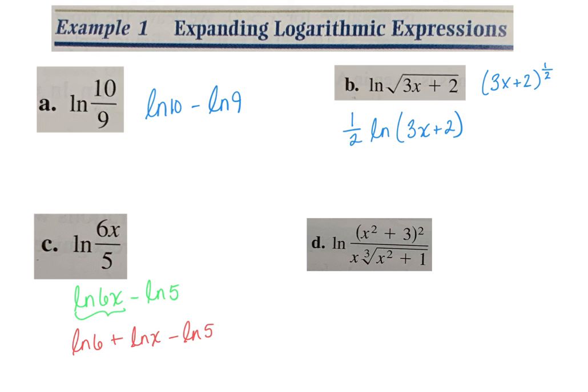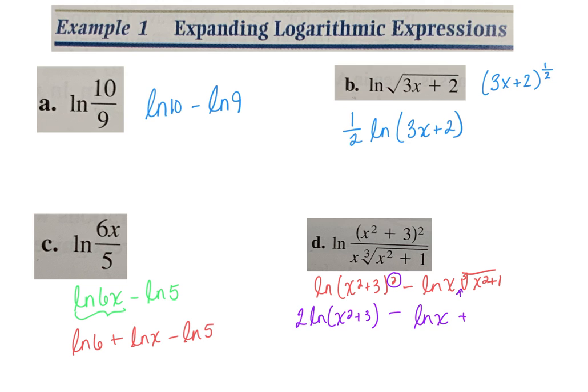I'm going to use my division first. I would say the ln of x squared plus 3 to the second power minus the ln of x cubed root of x squared plus 1. I can expand further. For this first one, I can bring this in front. So 2 ln of x squared plus 3. This second one, I can expand that multiplication, ln of x plus, and I can expand this to the 1/3 power, 1/3 ln of x squared plus 1.